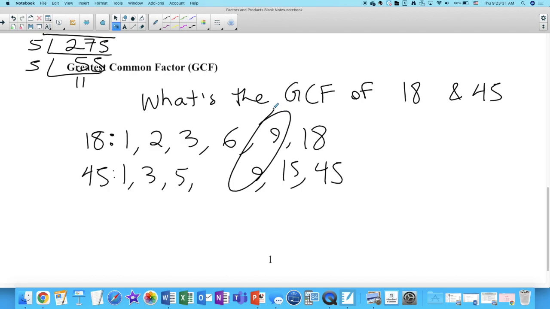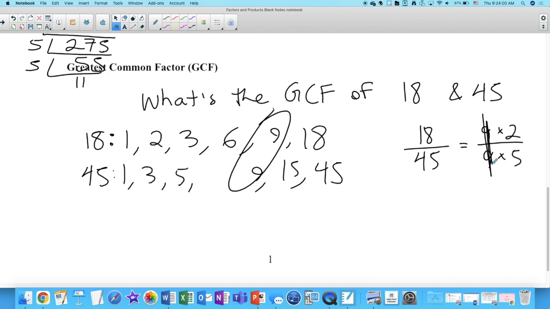So if I gave you like 18 over 45, that's where you would use this, because you would say, okay, well, I want to take out the greatest common factor of each of the numerator and denominator. So I can write 18 as 9 times 2 and 45 as 9 times 5. And then these cancel. So this is probably where this has come up quite a bit so far. Okay? All right.